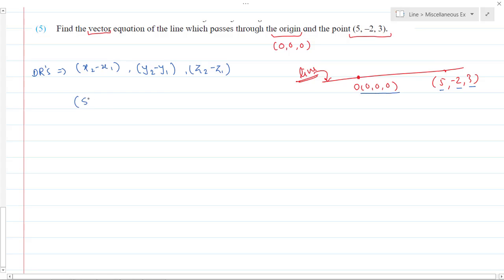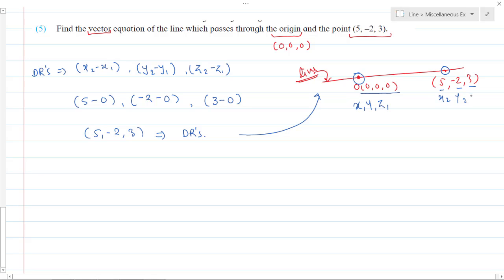So let's substitute here: 5 minus 0, -2 minus 0, 3 minus 0. So this becomes 5, -2, 3. This is nothing but the direction ratios of my line. The point through which your line is passing is also known, which is the origin O. Why am I taking only O? Because I have considered that this point is x1, y1, z1 and this is x2, y2, z2. If I interchange these two, then you can take the other as the first point.